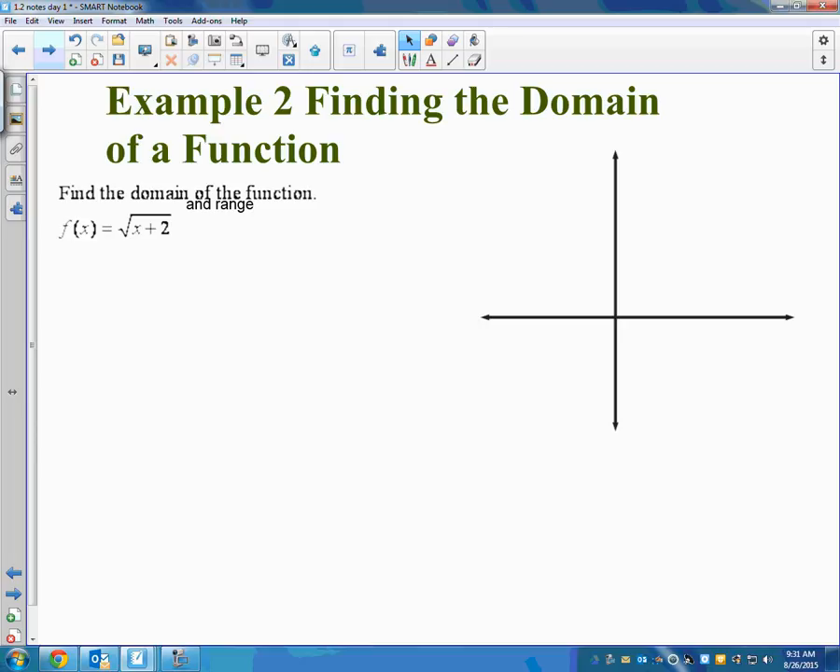Your book kind of split this up as find only the domain or find only the range, and I've kind of squished in the words. We're going to find domain and range of each of these, right? So not just one or the other.